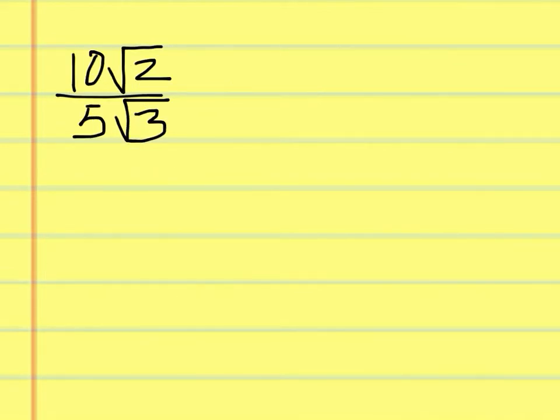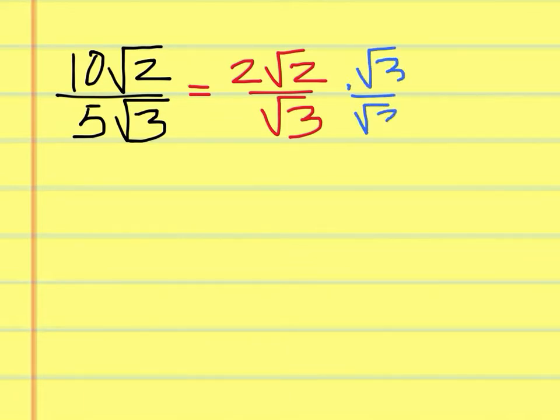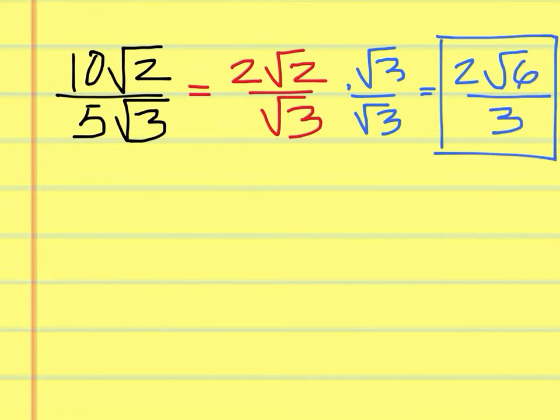There's nothing you can really do to reduce this with the exception of the 10 and the 5 to start with. So 2 square root of 2 over square root of 3 could be done first. And then multiply the top and the bottom by the square root of 3 to get 2 square root of 6 over 3. And that's the final answer.